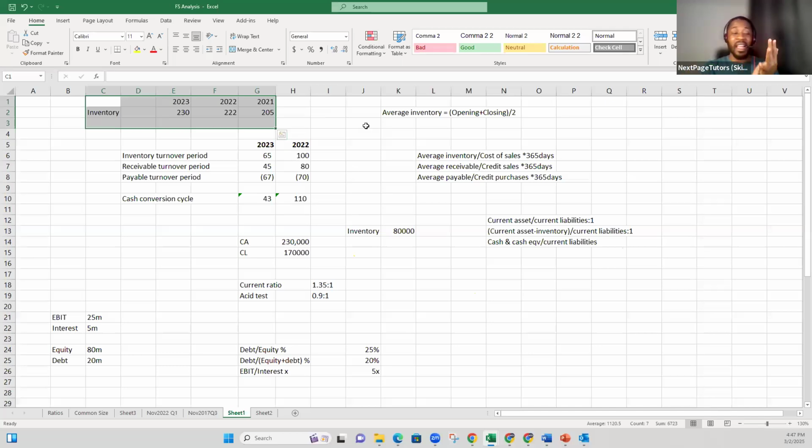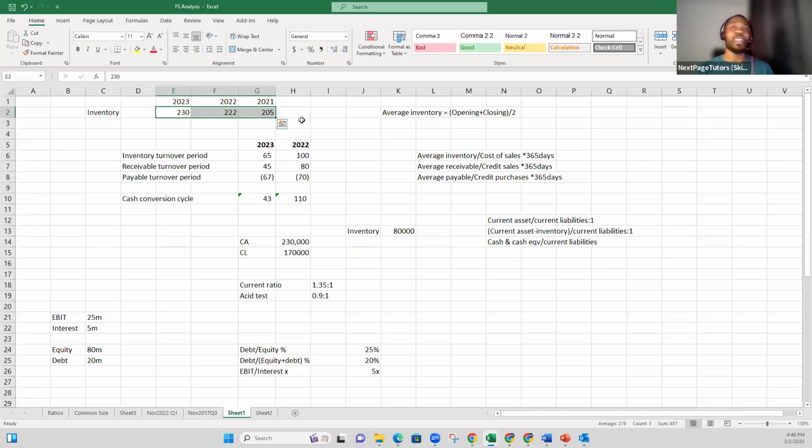So for 2023, I can get my opening and closing, right? As already mentioned. For 2022, I can get my opening and closing. But for 2021, I can only get closing. I don't know what the opening figure coming from 2020 is. So if I'm facing this situation, I will regard this actual number as my average number, meaning my average inventory in 2023 is 230, in 2022 is 222, in 2021 is 205.